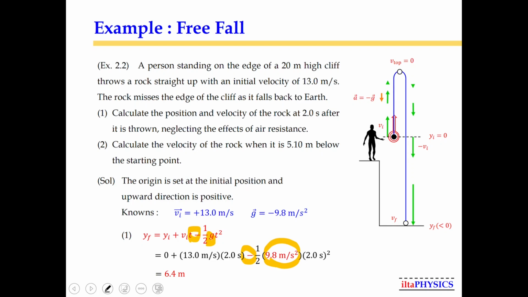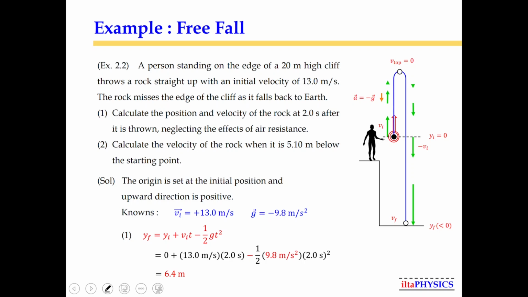Let's check the final result we get, 6.4 meters. Since the initial position is the standing position, a 6.4 meter displacement in the positive direction could be somewhere along the upward path or the downward path. We don't know exactly where yet, but it seems like a reasonable value.